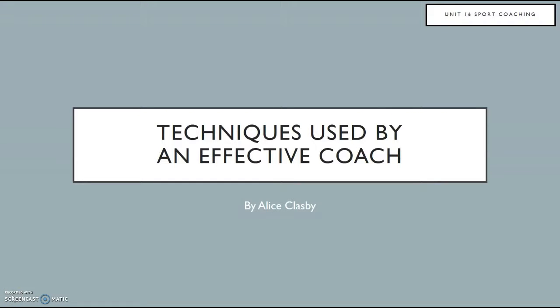Unit 16, Sport Coaching. Techniques used by an effective coach. In this assignment I will be looking at a range of effective coaching techniques used in different sports and coaching contexts to develop an understanding of how to become an effective coach, which can then be used in later assignments.